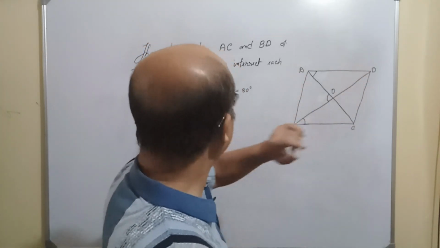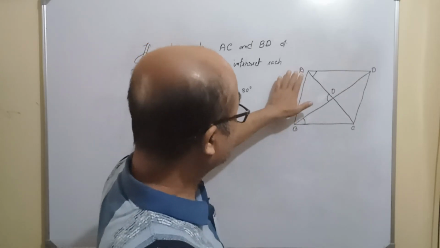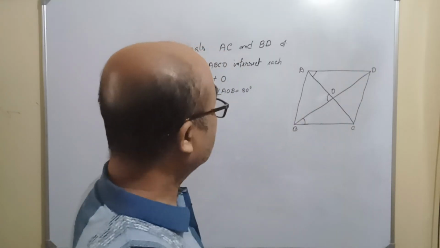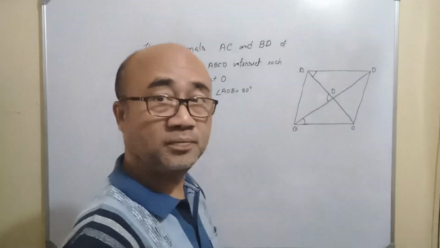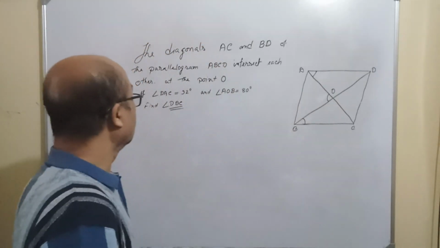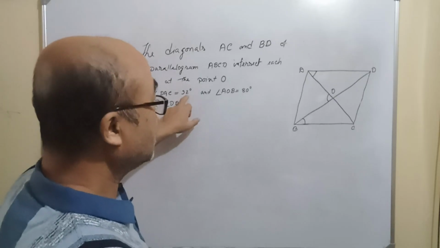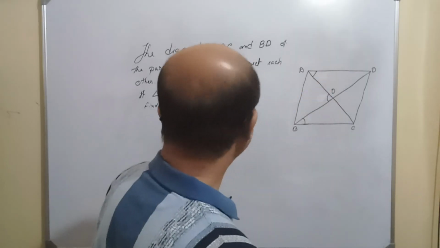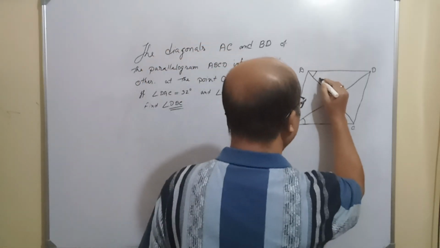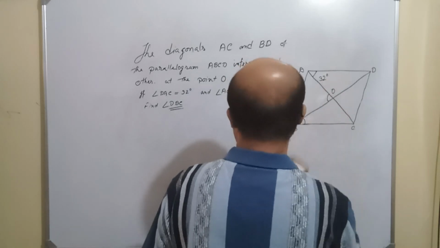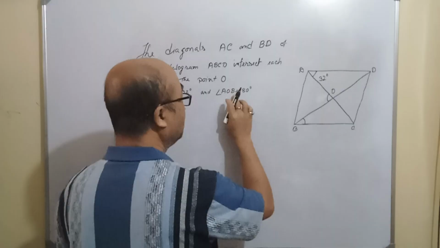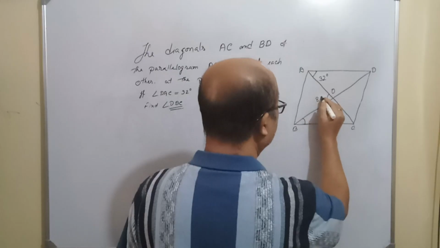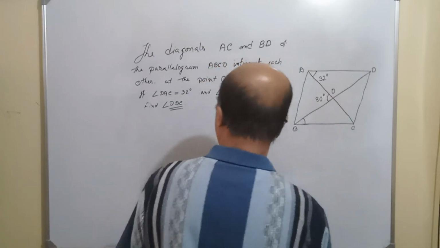ABCD, this is a parallelogram, diagonals AC and BD. Then they intersect at O. If DAC, this angle, is 32 degrees, and AOB, this angle, is 80 degrees.